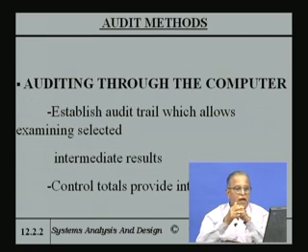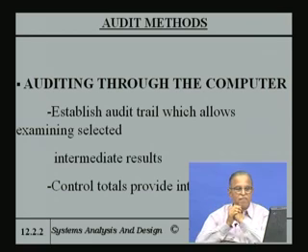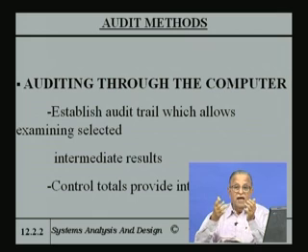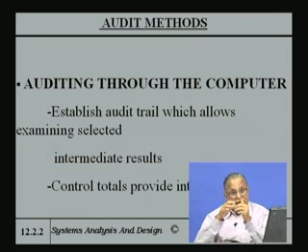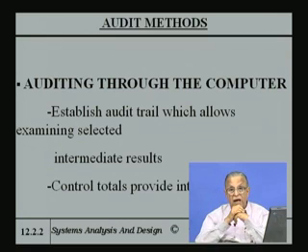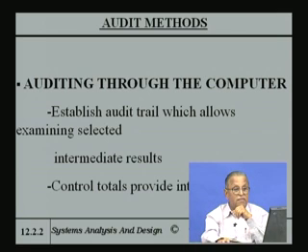There is another method called auditing through the computer. In the computer itself you establish audit trails which allow examining selected intermediate results. Like for instance, I talked about control totals, at random places. So the auditors may decide at what points the controls have to be put, and he may not reveal it to anybody, and so he will have the controls with himself, and when the program is run he will compare his controls with the machine's results or intermediate results. So control totals provide intermediate checks.